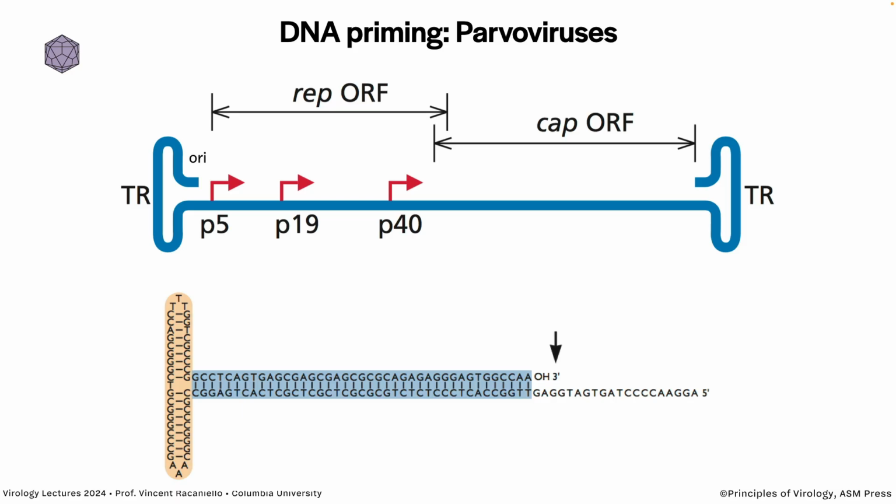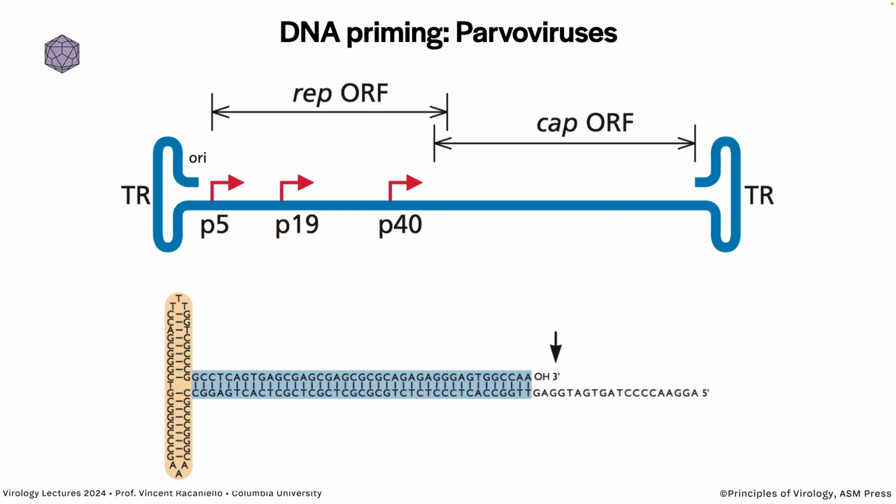All right, let's do now parvoviruses. These are single-stranded DNA genomes, and that's what they look like. They're mostly single-stranded, and each end has a funny T structure. It's called a terminal repeat because it's the same sequence at both ends. And at the bottom is what it looks like.